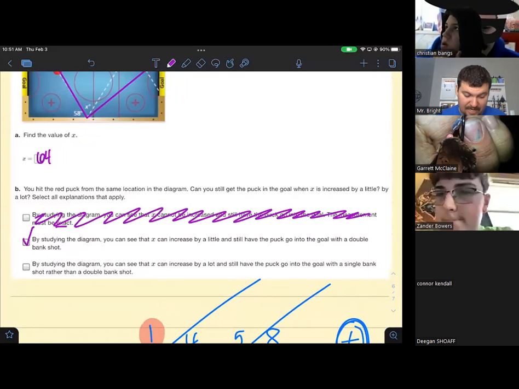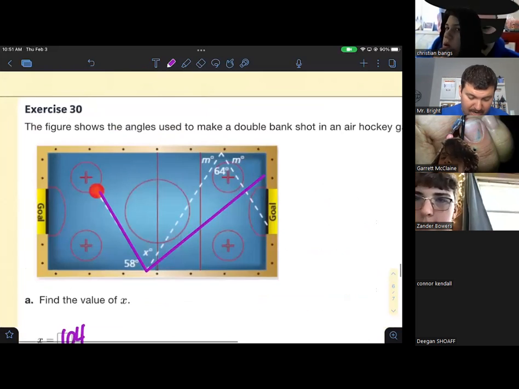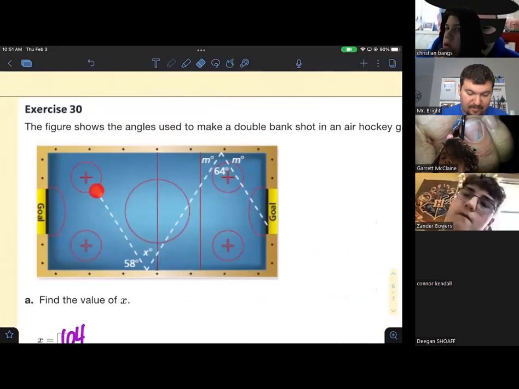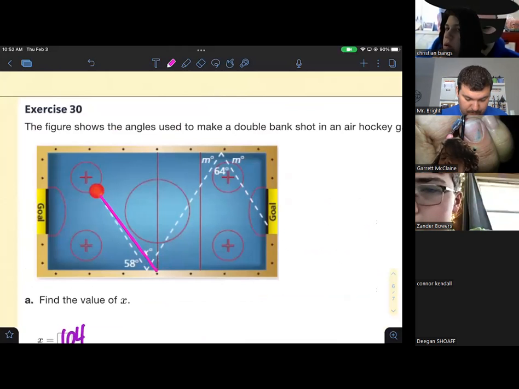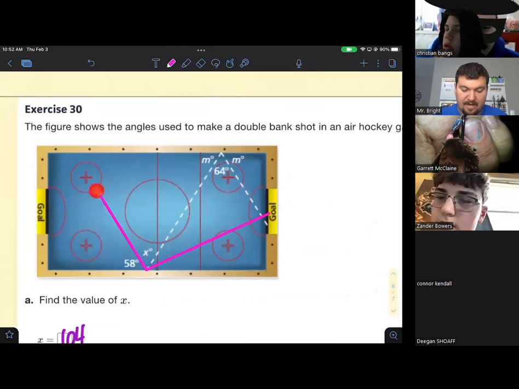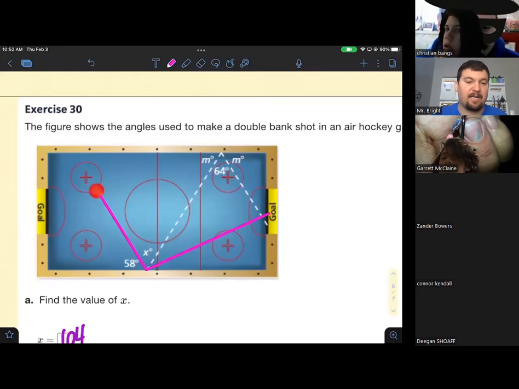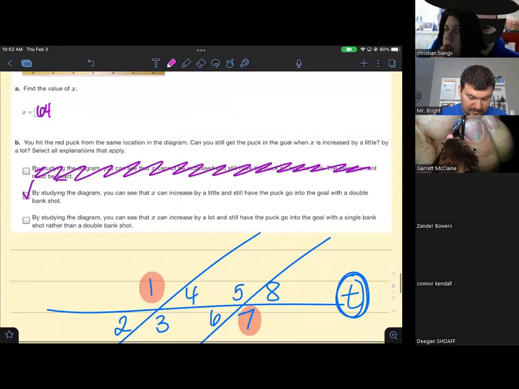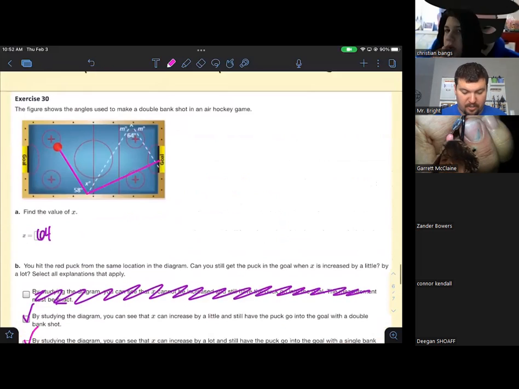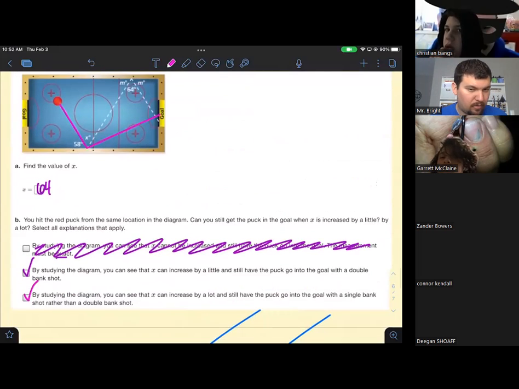Ooh, I didn't even see that, a single bank shot. Could I increase X by a lot and have a single bank shot? The answer is yes. Yeah, if we're not trying to make a double bank shot, we could always make a single bank shot. And so because it said single bank shot, you could also select that one. But there's no way that you can increase X by a lot and still do a double bank shot.